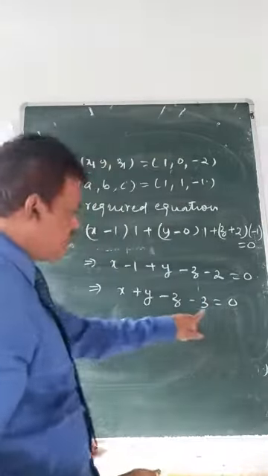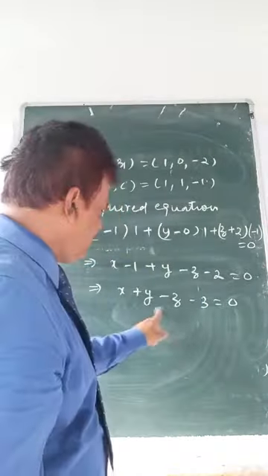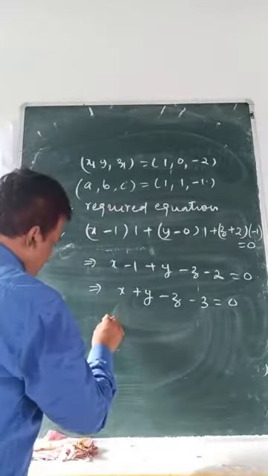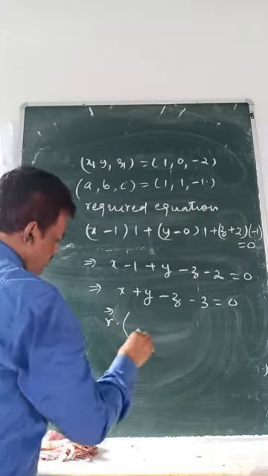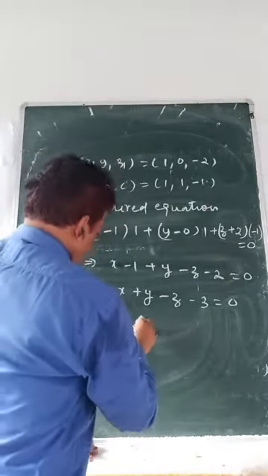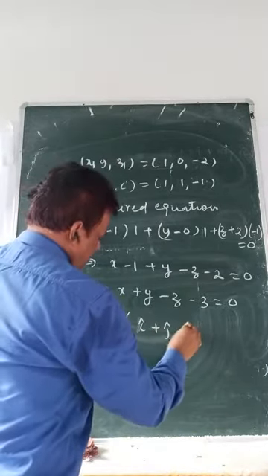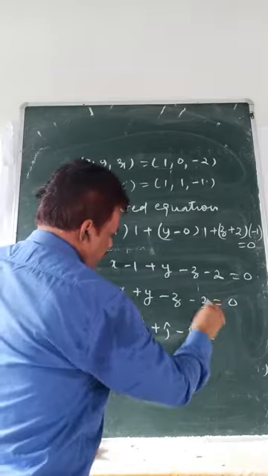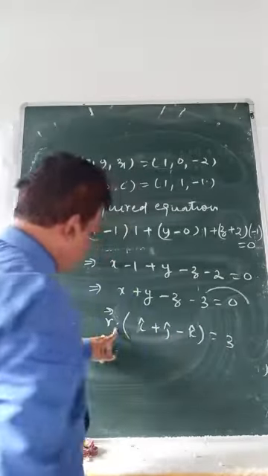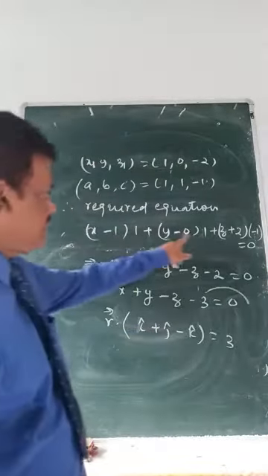This is your Cartesian form. If you write it in the vector form, what you have to do? That is r dot, take out the components, 1i plus j minus k, equals 3, you take that side as 3. This is your vector form, this is your Cartesian form.